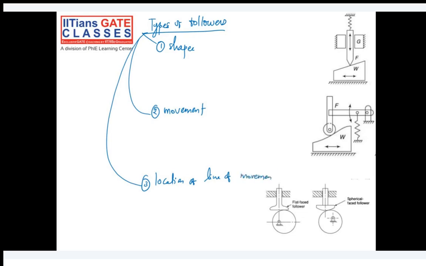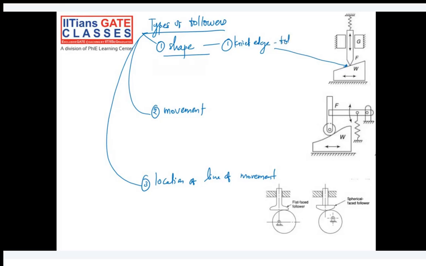Okay, according to the shape, the first one is the knife edge. The name itself indicates it. If the edge of the follower is sharp, we call it a knife edge. We'll have a point contact in this case, so it's a knife edge follower.